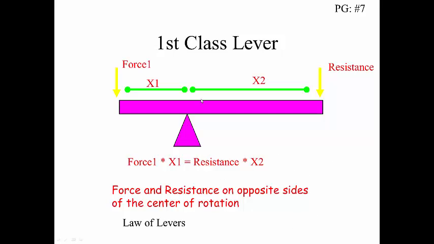So for the first class lever, force and resistance are on opposite sides of the center of rotation. So this is your classic teeter-totter. So you have a force on one side times a moment arm, perpendicular distance from the center of rotation to the force, times the resistance times the moment arm. And in this case, since the moment arms are not the same, the forces will not be the same. And you can play around, and this also shows, that the torques are equal. Force 1 times moment arm 1 is equal to resistance force times moment arm 2.